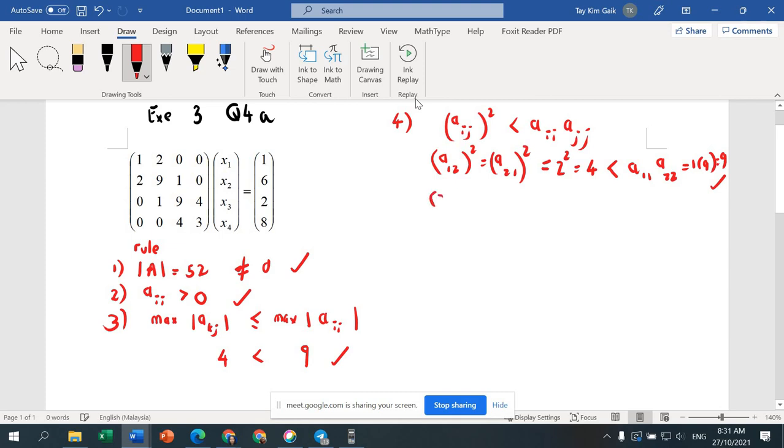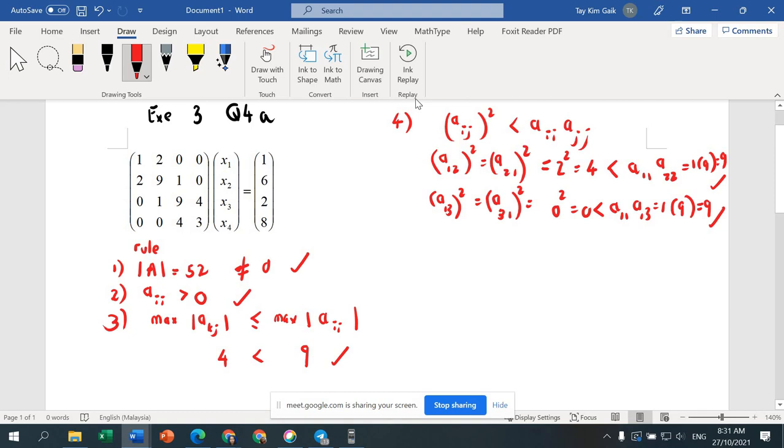Check against A13 squared. A13 equals A31, which is 0 squared equal to 0. Is it less than A11 times A33? A11 times A33 is also 1 times 9, equal to 9. So it's true that 0 is less than 9. So this one is also satisfied. So you have checked this.